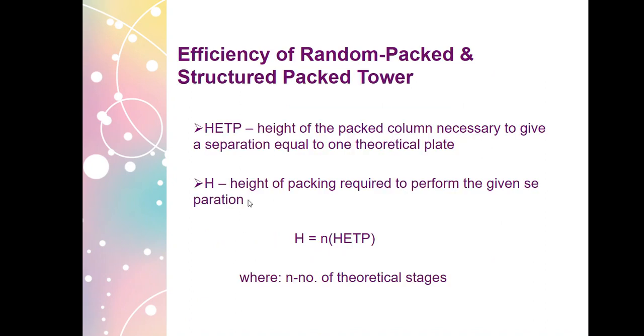Now, in terms of efficiency of random packed and structured packed towers, this points us to the concept of the height of the packed column necessary to give a separation equal to one theoretical plate, or that is the HETP. If we intend to determine the height of our distilling column, that would simply be equal to HETP times the theoretical number of stages. And this is exactly the way we do it in gas absorption or stripping, if we intend to use the HETP formula.